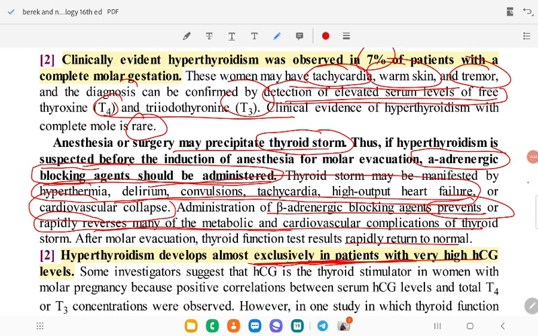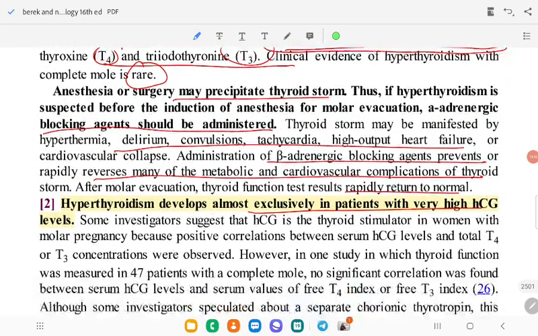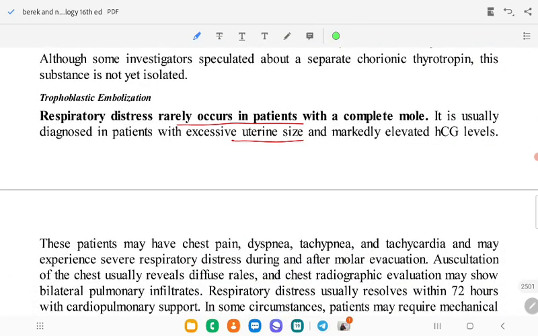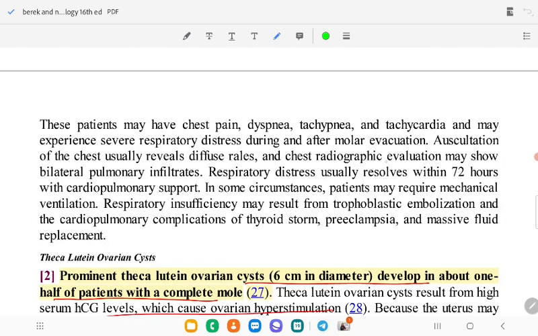Hyperthyroidism develops exclusively in patients with very high hCG levels. Trophoblastic embolization: respiratory distress rarely occurs in patients with complete mole. Patients may have chest pain, dyspnea, tachypnea, tachycardia, and may experience severe respiratory distress during the after-molar evaluation.